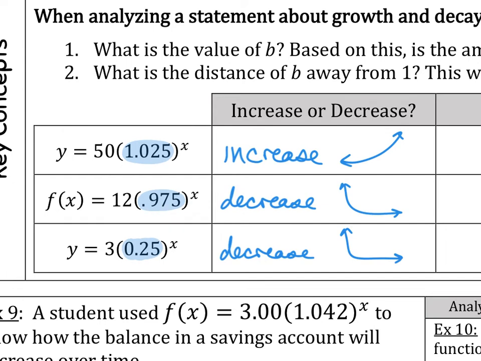But we need to figure out the rate at which these are going up or going down. Not the factor, not just the number in the parentheses, not b. We want to figure out r. So we're going to have to use the idea of absolute value here. Does anyone know what absolute value is?